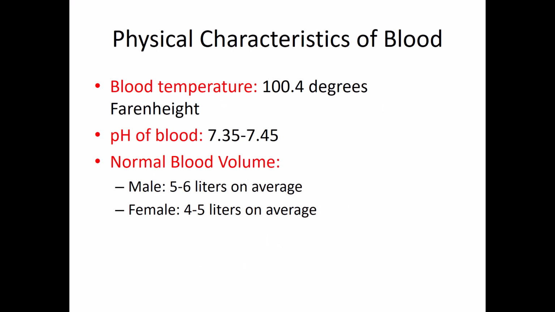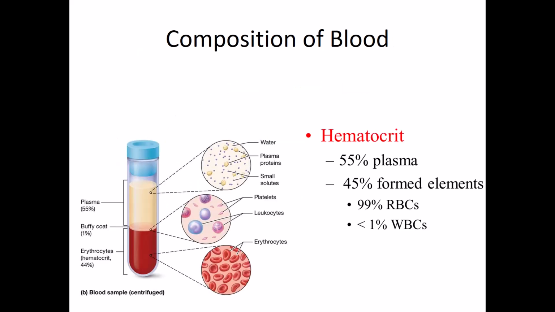Blood has a warm temperature as it transports heat of around 100.4 degrees Fahrenheit. We said that the blood pH is between 7.35 and 7.45, a very narrow range. And on average, testosterone stimulates a bit more red blood cell production from red bone marrow. Males have about 5 to 6 liters of blood on average, whereas females have 4 to 5 liters on average. So these values are just averages.